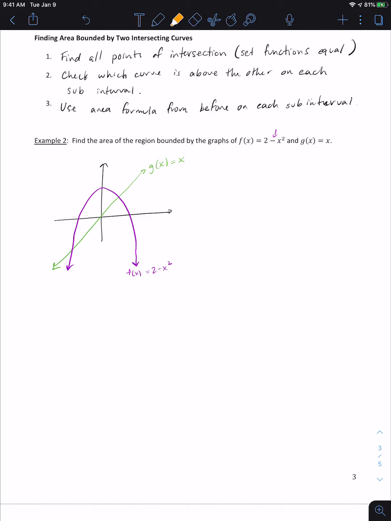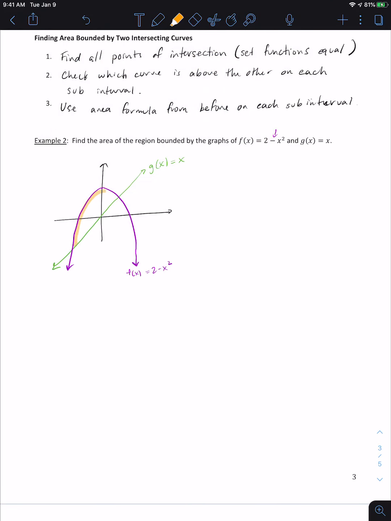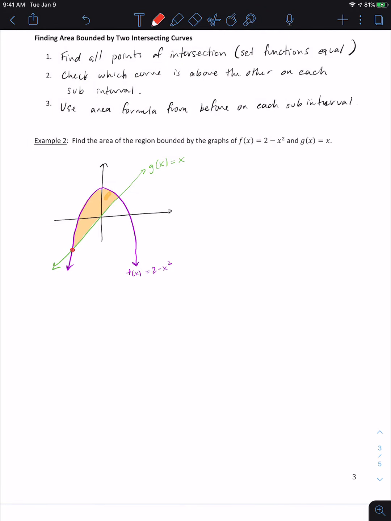So the area that we're trying to find that's bounded by these two graphs is this area right here. Notice that in this question, they don't tell us where we start and finish, but we can figure that out. The area that's bounded is going to be between these intersecting points. This x value here is going to be my a, and this x value here is going to be my b. So the first thing we need to do is find the points of intersection.